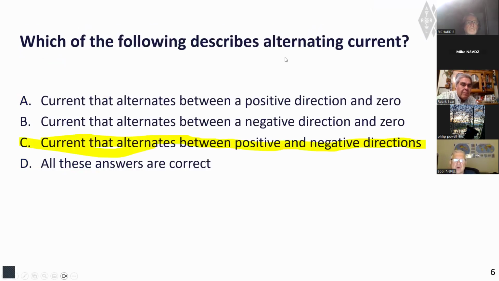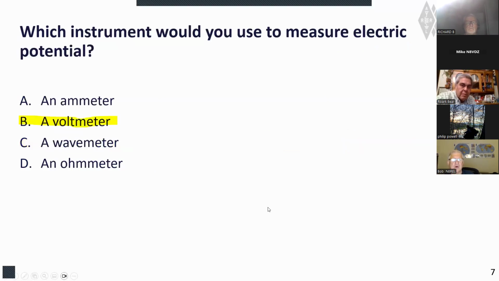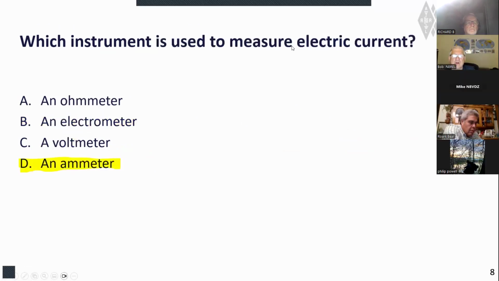Which of the following describes alternating current? Current that alternates between the positive and negative directions. These are the actual questions that could appear on your exam. What instrument do you use to measure electric potential? Remember, electromotive potential is the same thing as a volt, so you would use a voltmeter. And what do you use to measure electric current? Current is amperage, so you need an ammeter.